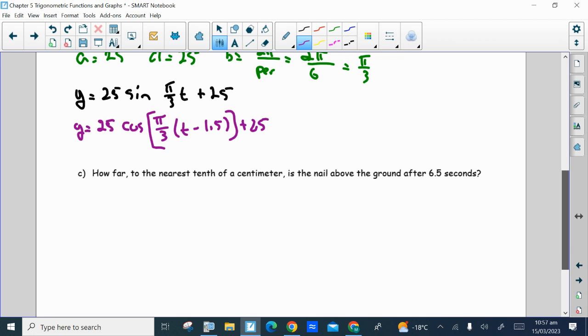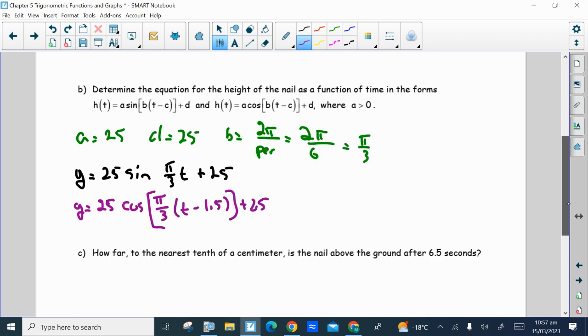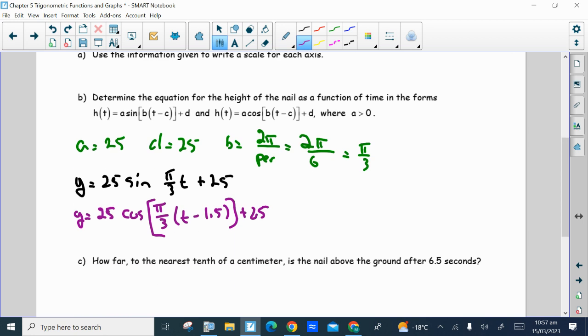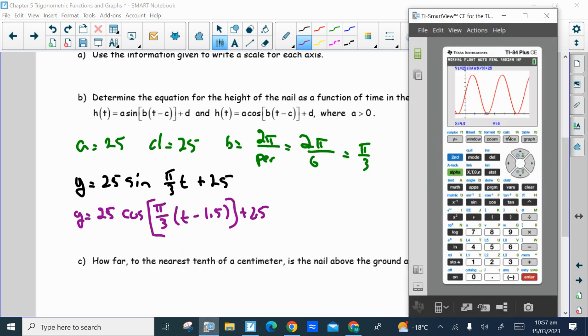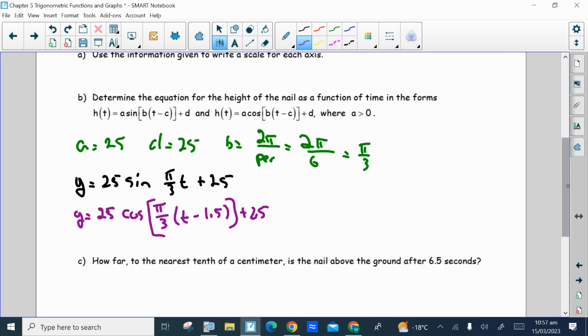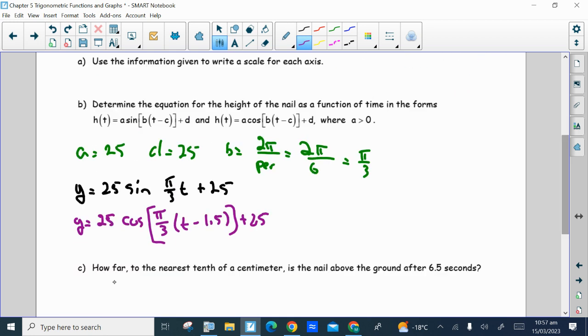So how far to the nearest tenth of a centimeter is the nail above the ground after 6.5 seconds? So we can do that on our calculator. That is by far the easiest way to do it. After 6.5, the height is 37.5 centimeters. So h at 6.5 is 37.5 centimeters. And you could also get that from the equation by letting t equal 6.5.